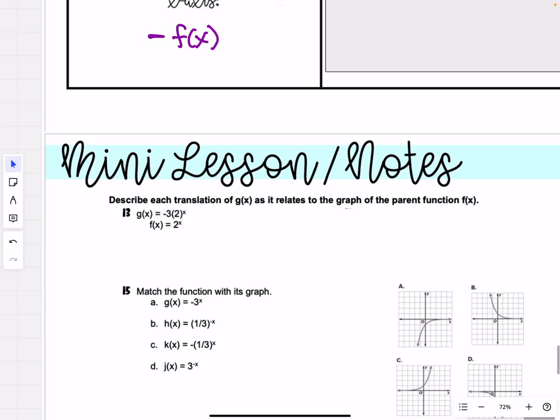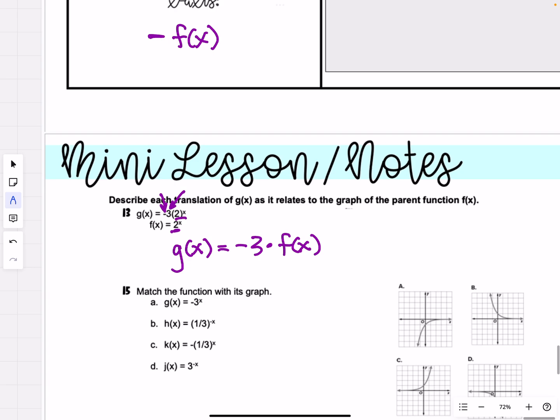So for number 12, we've got two things going on. We've got what? A reflection and what? A vertical stretch. And notice that our parent function is 2 to the x, so we can say g of x is equal to negative 3 times f of x. So we just replace that 2 to the x with f of x.